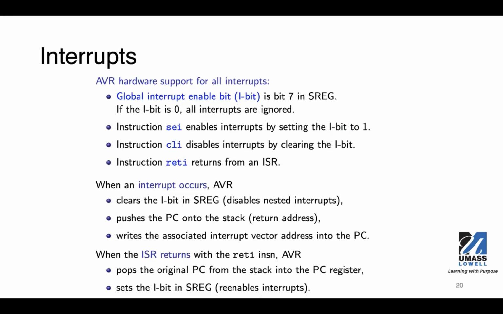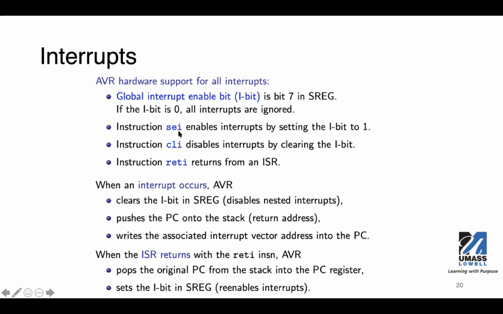The AVR hardware supports all these interrupts shown earlier, and it has a register called SREG. This is a control register, and bit 7 of that register is a global interrupt enable bit. Normally that bit is a 1, otherwise all the interrupts are ignored.